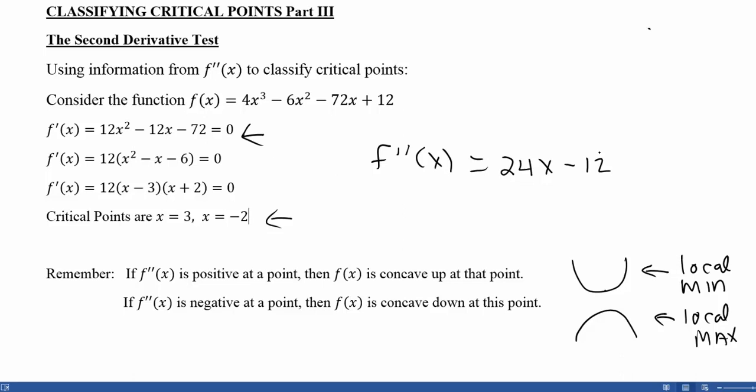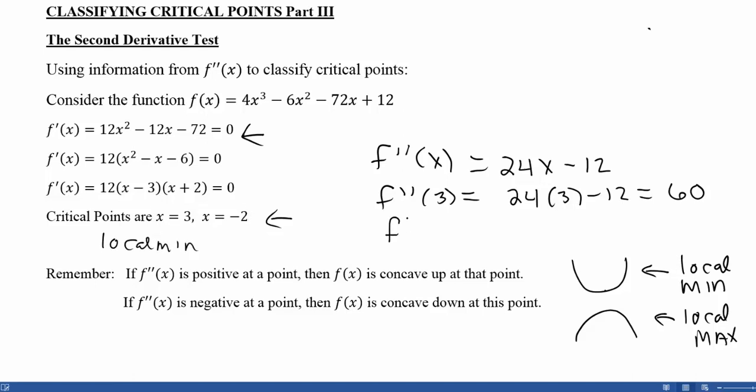So first let's plug in 3. If we plug in 3 into the second derivative here, we're going to get 24 times 3 minus 12, which is going to give us positive 60, which means that when x equals 3 and we're at our critical point, the original function is going to be concave up because it's positive at the second derivative. And if it's concave up, that means that x equals 3 is a local minimum.